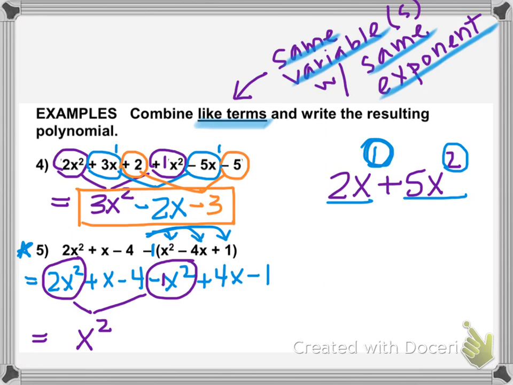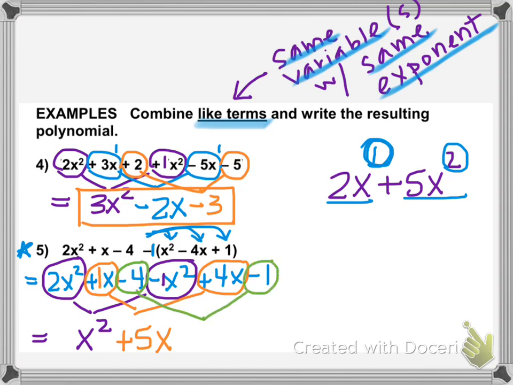All right, let me get another color. Okay, let's look at our next term. We have a plus x, so we're going to look for another x term, and I see a plus 4x. Now remember, that x term is like a 1x. So 1x plus 4x is going to be plus 5x. And then our last two terms, we've got our constants, -4 and -1. Since they're both negative, they'll combine to make -5. So here's the simplified version of that expression.